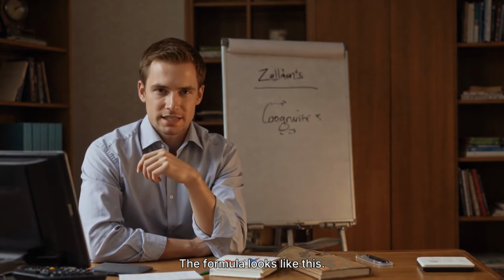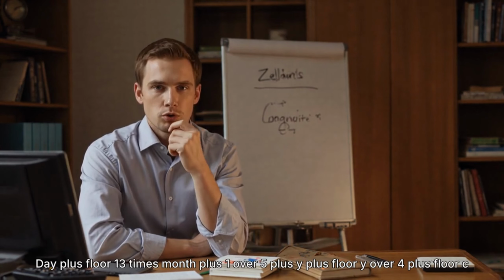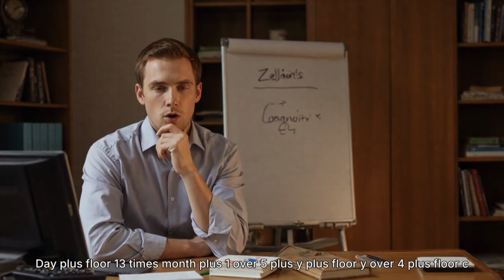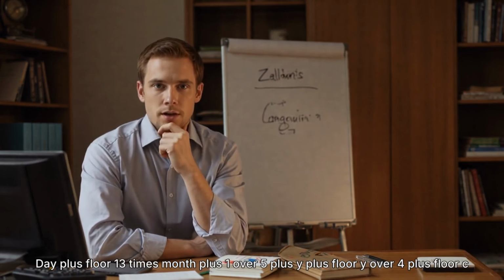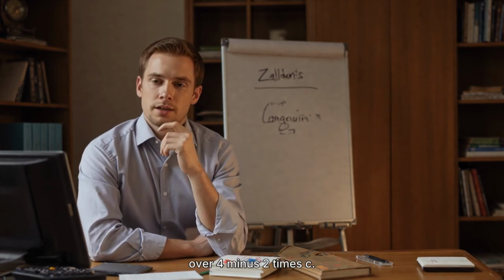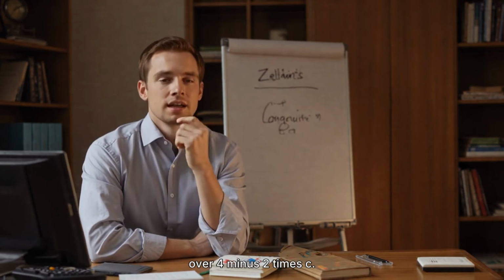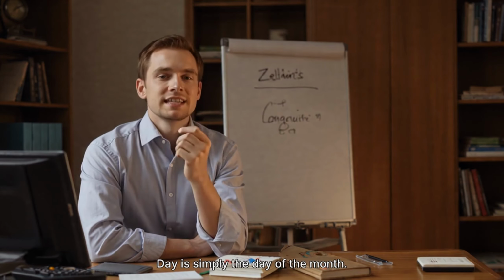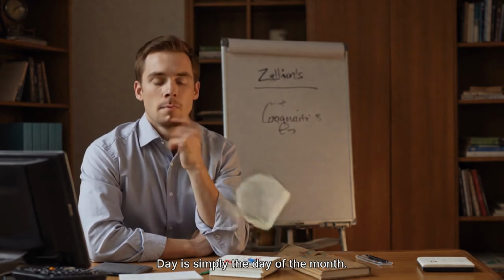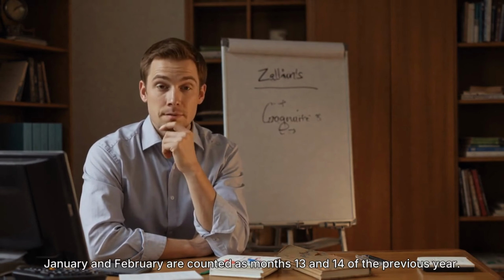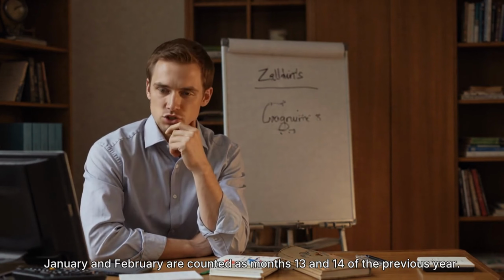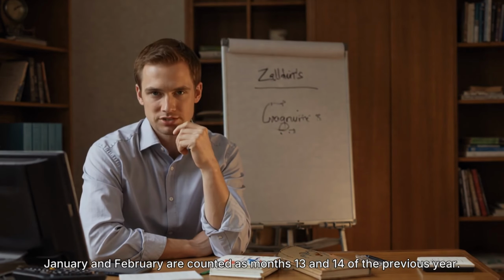The formula looks like this. Day plus floor(13 times (month plus 1) over 5), plus y, plus floor(y over 4), plus floor(c over 4), minus 2 times c. Let me explain each part. Day is simply the day of the month. Month is a number from 1 to 12, but with a twist. January and February are counted as months 13 and 14 of the previous year.